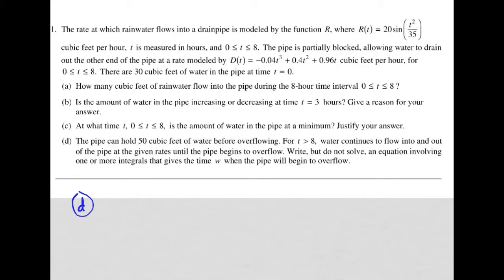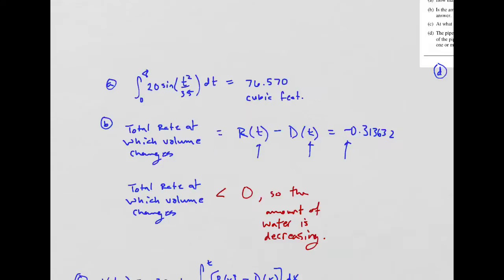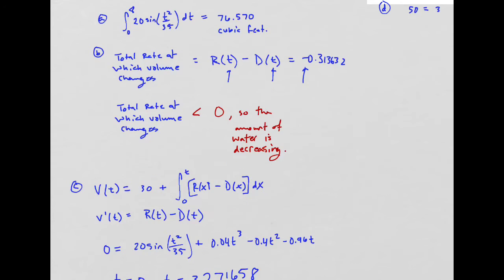And then part D, this is actually really, really easy. The pipe can hold 50 cubic feet of water before overflowing. For t greater than 8, water continues to flow in and out of the pipe at the given rates until the pipe begins to overflow. But do not solve an equation involving one or more integrals that gives the time w when the pipe begins to overflow. So it begins to overflow at 50. So we set the volume to 50, and then we just write the volume formula that we had already, which is here. That's all we're doing.